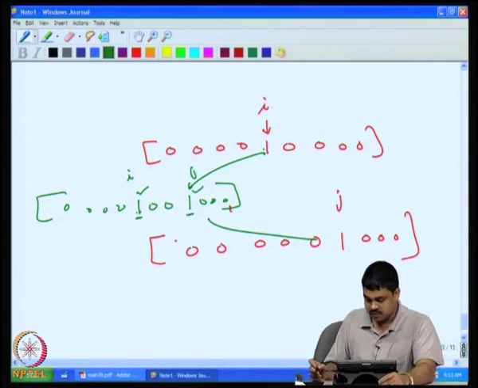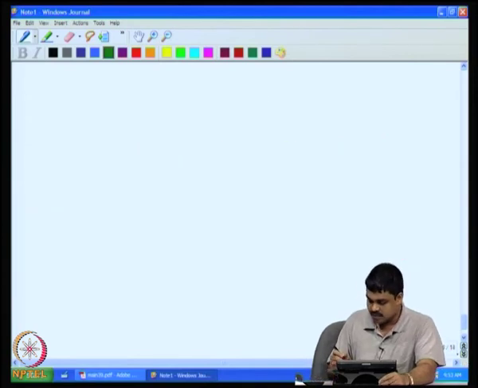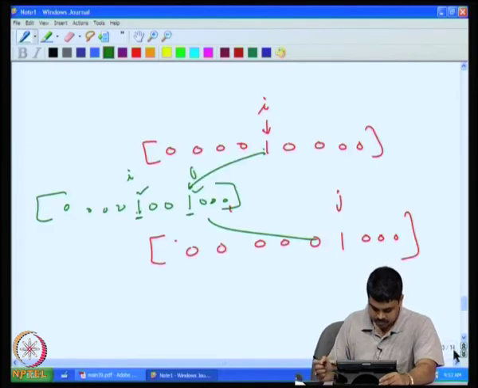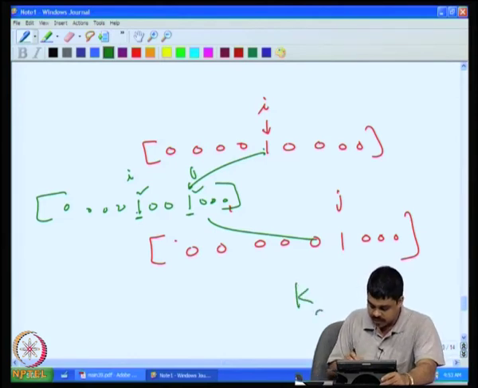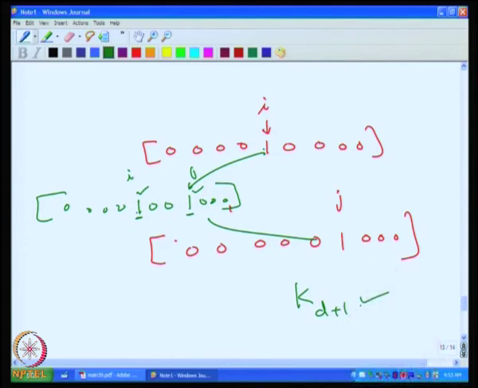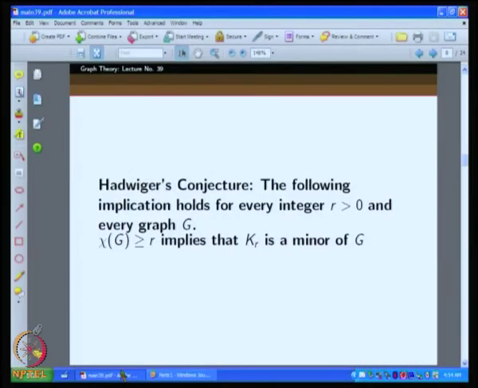Therefore, we see that there is a K_{d+1} topological minor here, and that is the maximum possible. You cannot get anything better than this. So, this is clear.